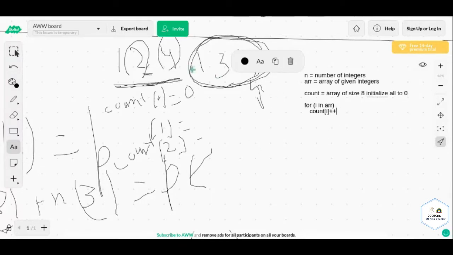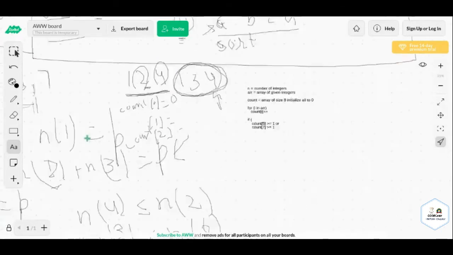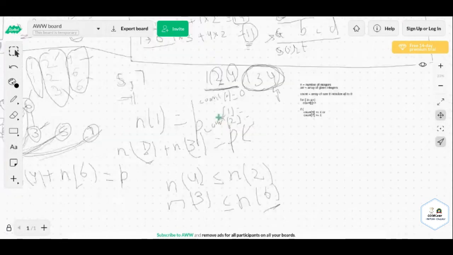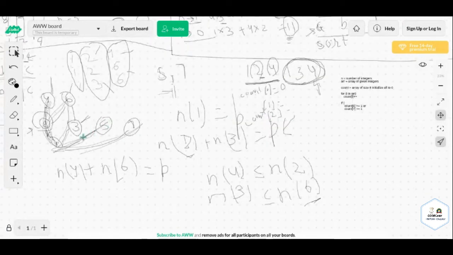Okay, now we have the count of every number between 1 and 7. Now we will check our conditions. The first condition is that if count of 5 is greater than or equal to 1, or count of 7 is greater than or equal to 1, right? If there is any one, we covered here, because if we have a 5, then we will not reach n by 3 partitions.